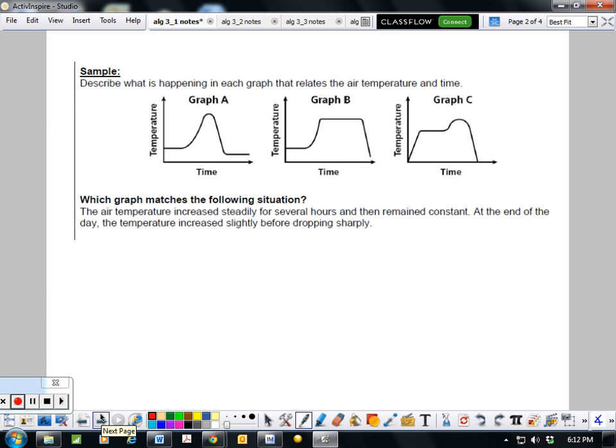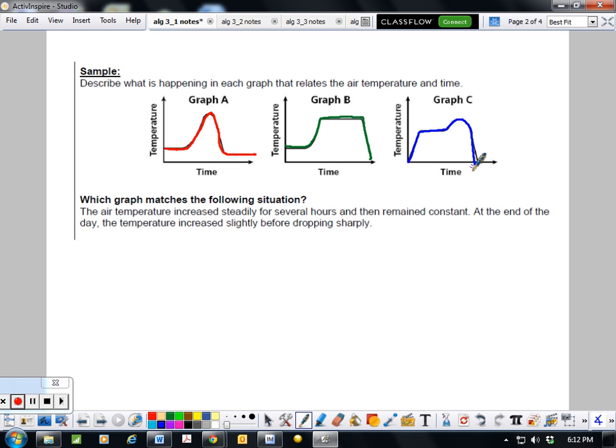Okay. Describe what is happening in each graph that relates air temperature and time. So it looks like the temperature is staying the same. It increases, and then it decreases, and then stays the same. Our next one stays the same, increases, stays the same, and then drops very sharply. Our next one increases sharply, stays the same, increases, and then decreases sharply.